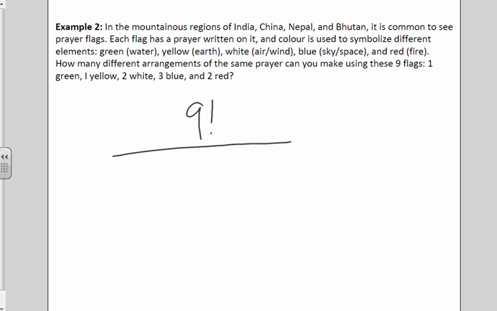There's only 1 green, so I'm just going to write this here. You don't have to write that. I'm writing 1 factorial, which is, of course, 1. That's for green. I'm going to write 1 factorial for yellow. For white, what are we going to write? 2 factorial, yeah. 3 factorial for blue, and 2 factorial for red.